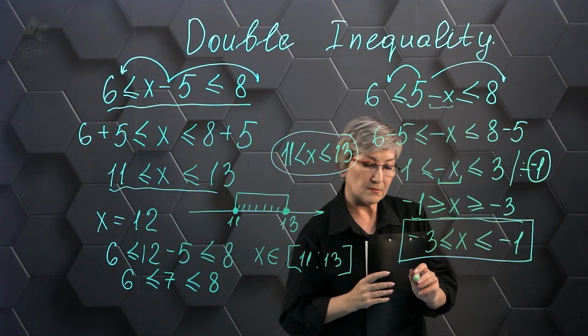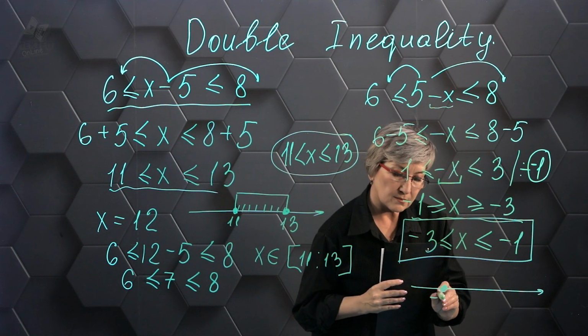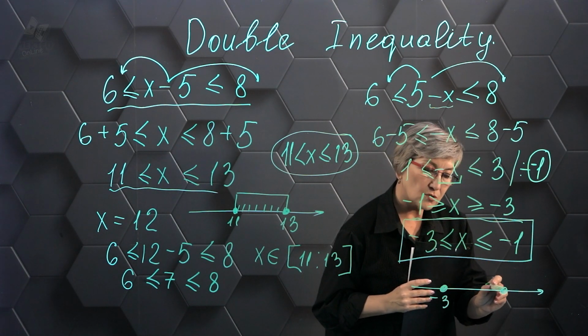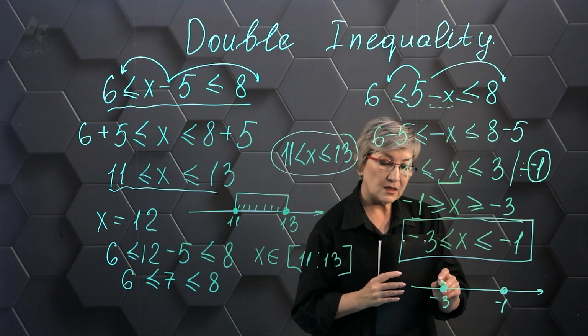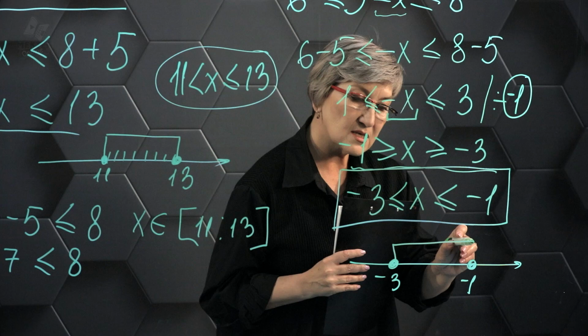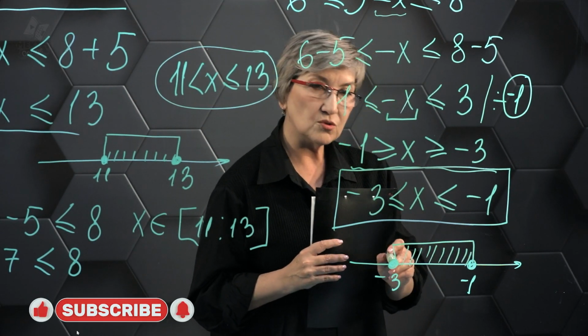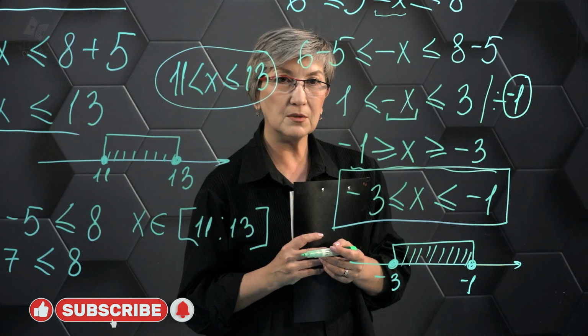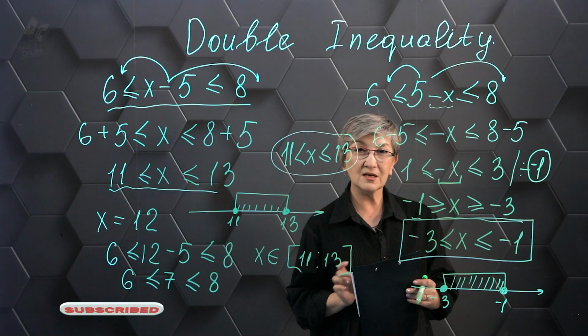And let's show this on the number line. The number minus 3 and the number minus 1. The number minus 3 is located to the left. And then the answer is all the values of x that are located between the number minus 3 and the number minus 1. In the next lesson, we will continue solving double inequalities.